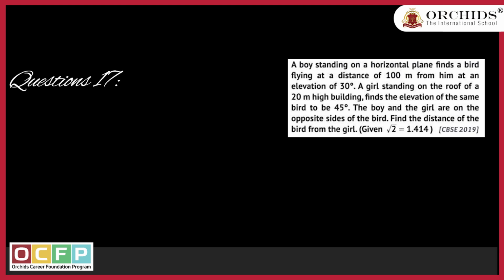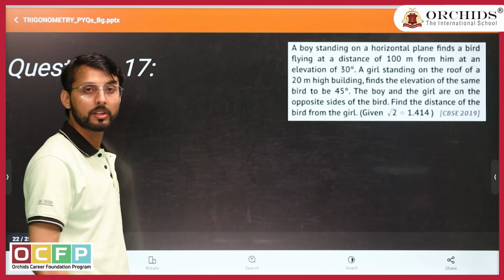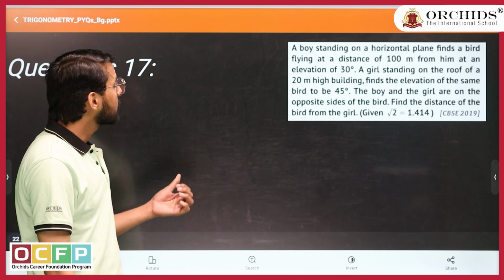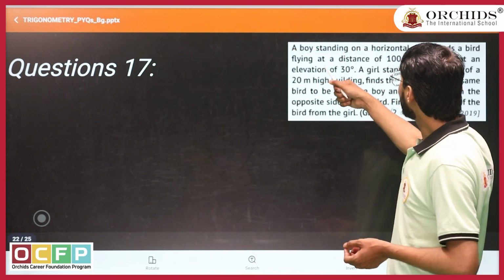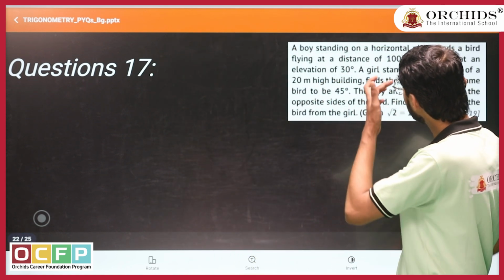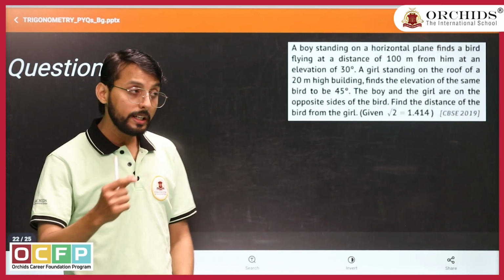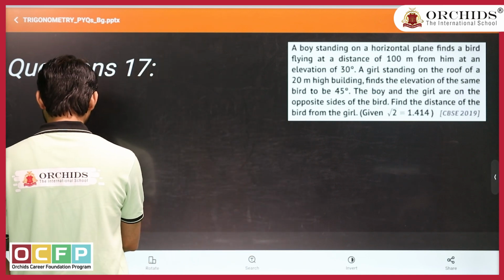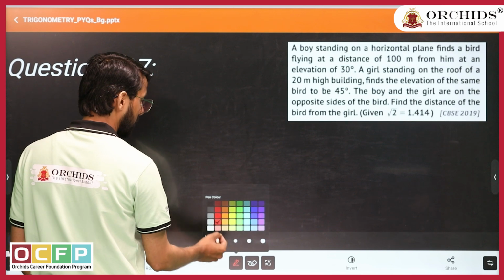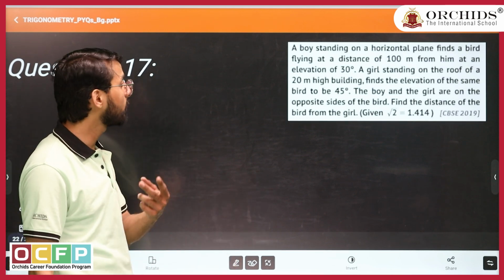Okay. Now some more questions are remaining. Let's see, 17th. How many questions are there? Two more questions. The 17th is: a boy is standing on a horizontal plane and finds a bird flying at a distance of 100 meters from him at an elevation of 30 degrees. Read one line and try to understand what kind of diagram you are going to get. If you are able to draw the diagram perfectly, this question becomes easy. Even if it is a 5 marker, you can solve it in 2 minutes.